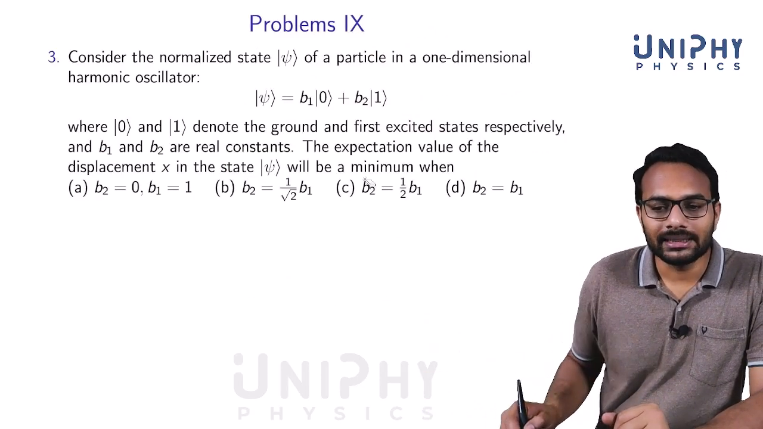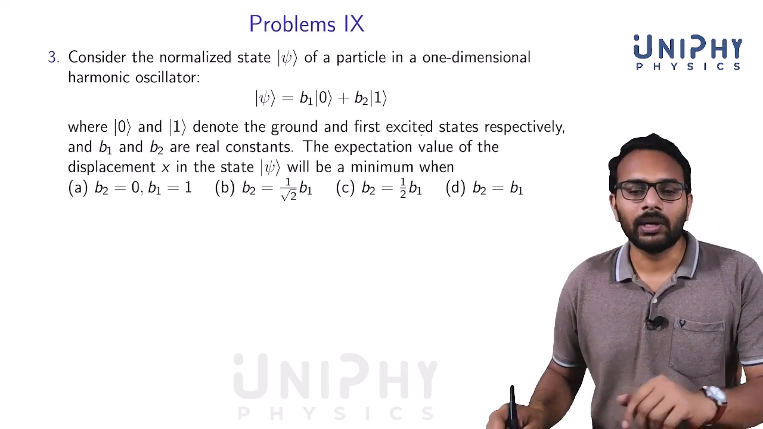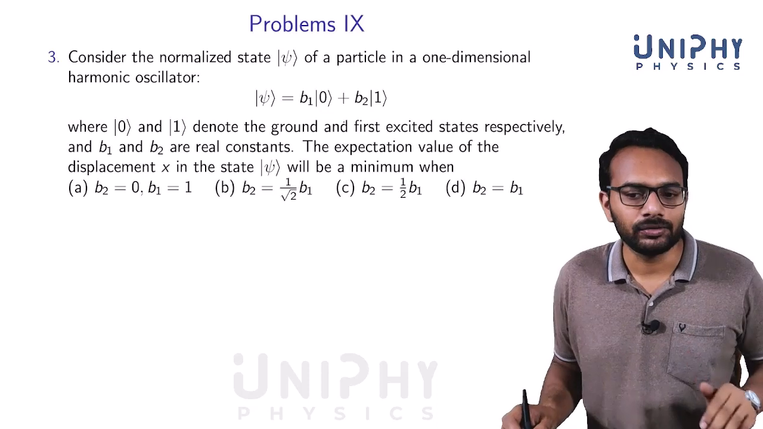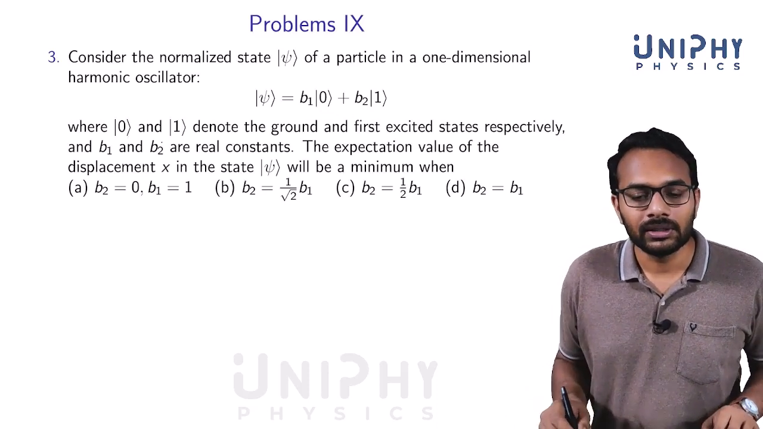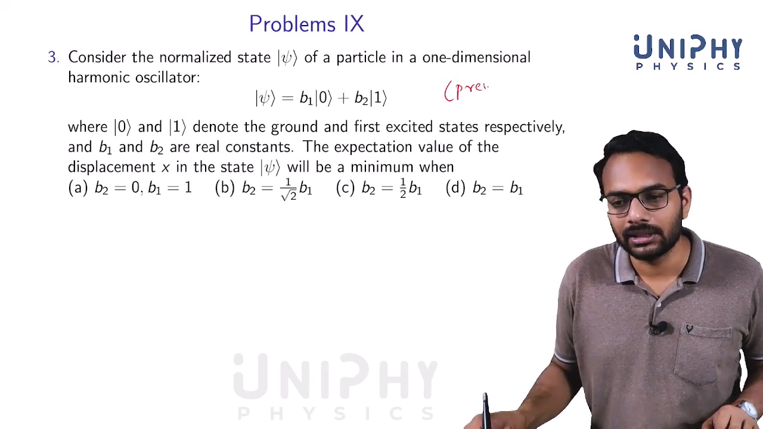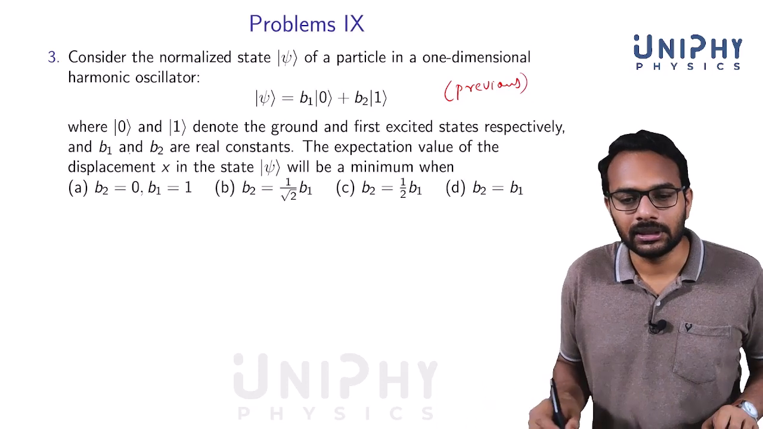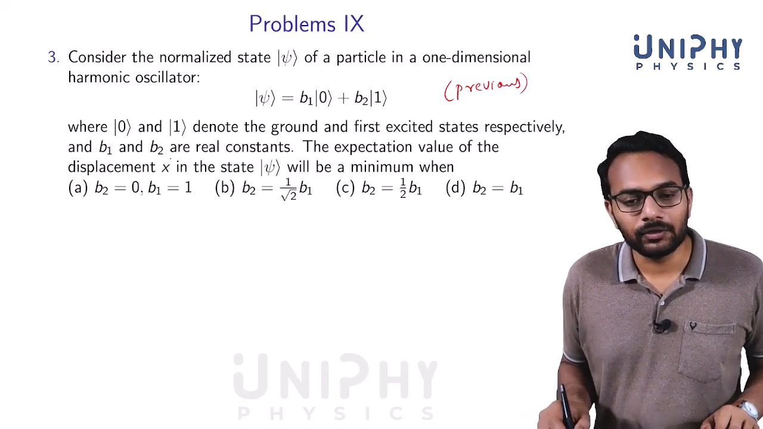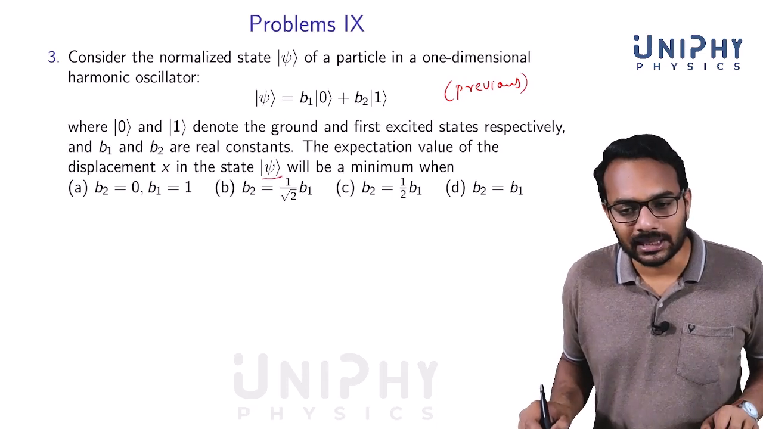Consider the normalized state psi of a particle in a one-dimensional harmonic oscillator. This is the state, the same kind of state that we saw some time before, where 0 and 1 denote the ground state and first excited state respectively. This was also a previous NET question. B1 and B2 are real constants. The expectation value of the displacement x in the state psi will be minimum.